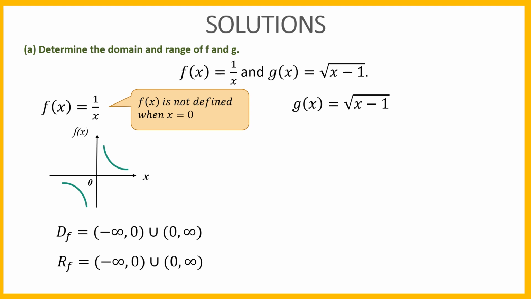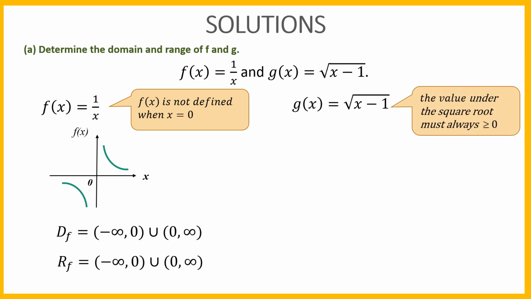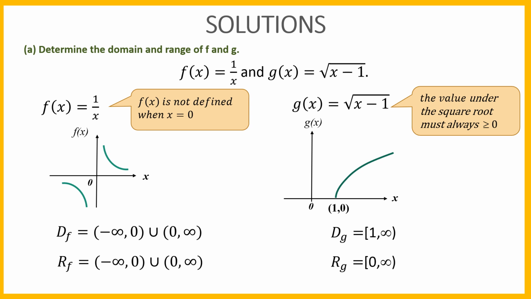For the function g of x, the value under the square root must always be greater equal 0. From the graph of g of x, the domain of g is, and the range of g is. And if you have forgotten how to find the domain and range from the graphs, please click the link given in the description below.